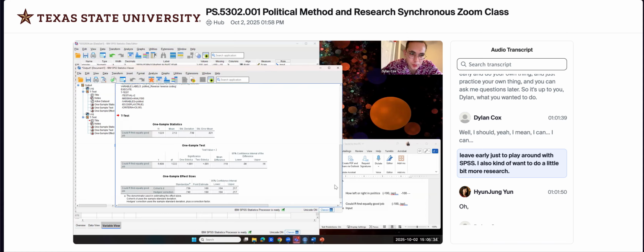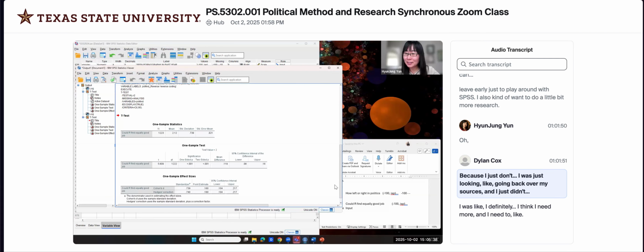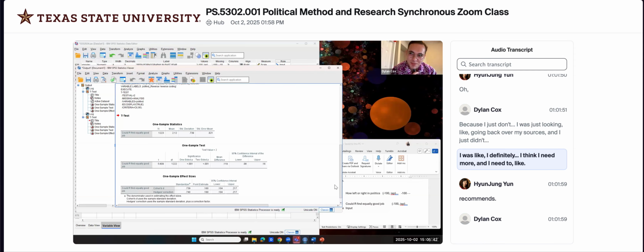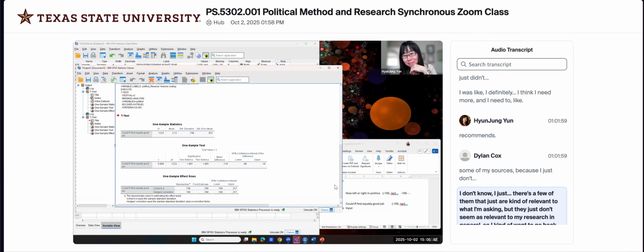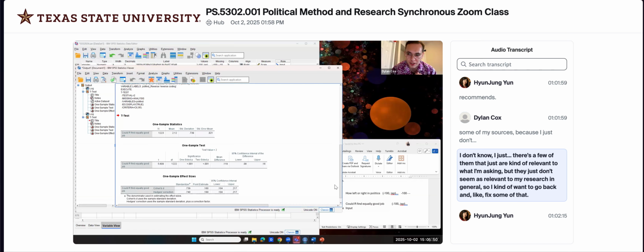I also want to do a little bit more research, because I was going back over my sources, and I think I need more and need to amend some of them. There's a few of them that are kind of relevant to what I'm asking, but they just don't seem as relevant to my research in general. So I want to go back and fix some of that.